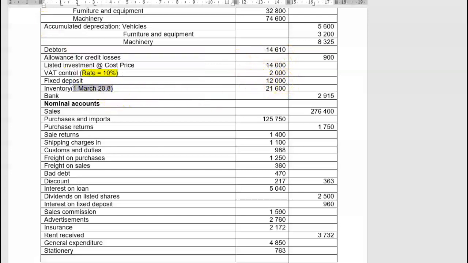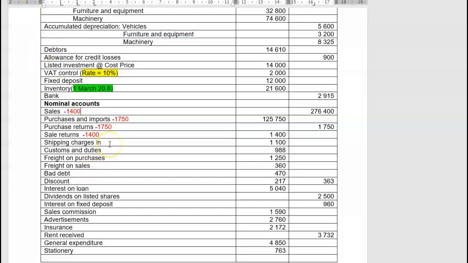Inventory as at the beginning of the financial year, 1 March 2008. Then it's bank, nominal accounts, sales, purchases and imports, purchases returns. Let's get rid of that purchases returns right away, less 1,750. We're going to close it off immediately, and all other adjustments we will do against purchases itself. Sales returns, let's get rid of that one, 1,400. And any other further adjustments we're going to pass will be against sales.